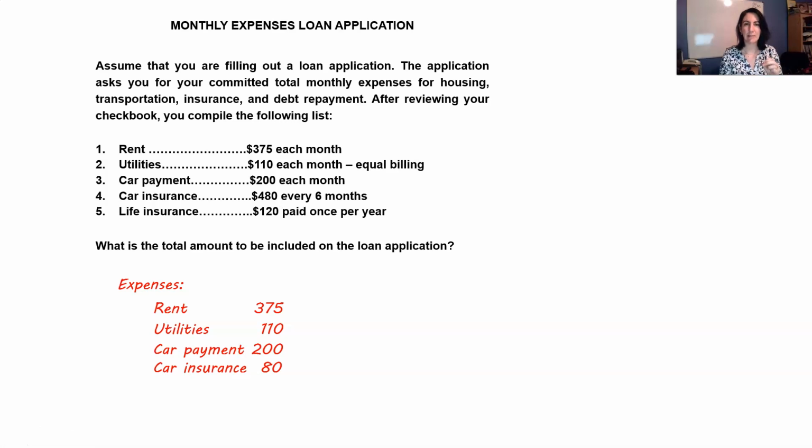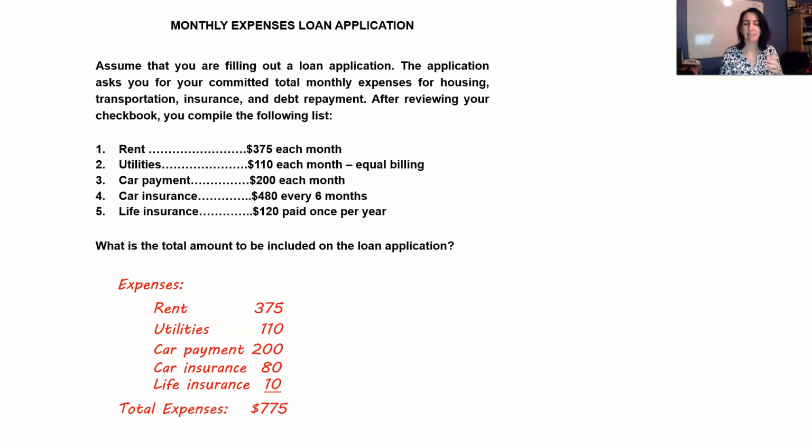Because even though the cash goes out of our hands, $480 all at once, that expense covers a 6-month period. So we chop it up into those 6-month bits. That's $80. Same thing happens with life insurance. If it's $120 for the whole year, it's really $10 a month, right? So life insurance would be my $10. That's what I would reflect on my loan application. So my total expenses would be $775.